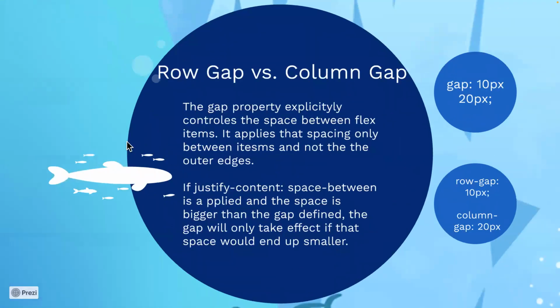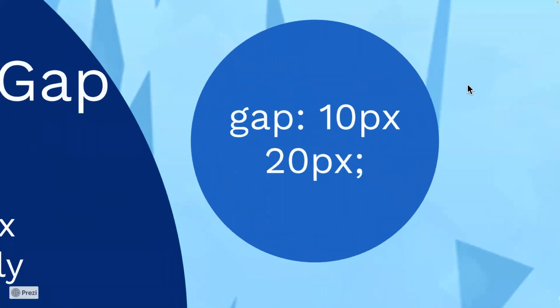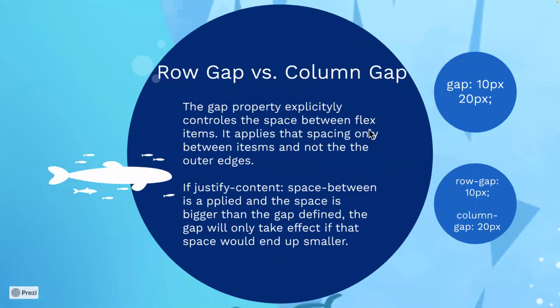All right, more on gap. The gap property controls the space between flex items. It applies that spacing only between items and not the outer edges. If justify-content space-between is applied and the space is bigger than the gap defined, the gap will only take effect if that space would end up smaller. Okay, so when using justify-content and gap together, figure out which one is going to take priority.